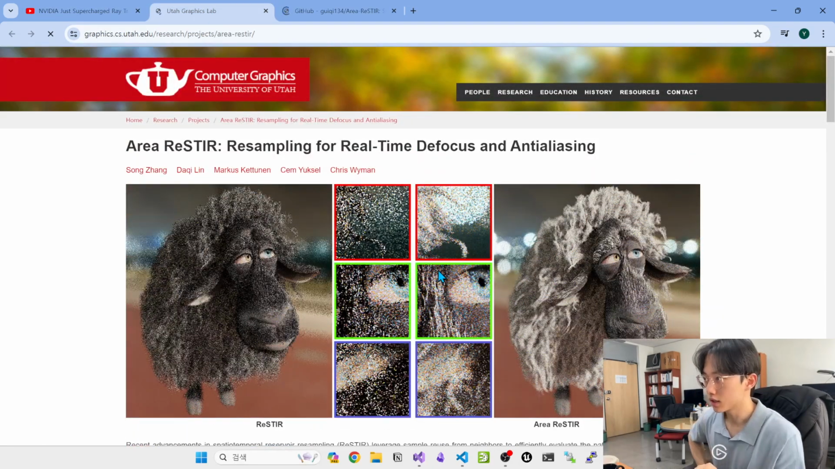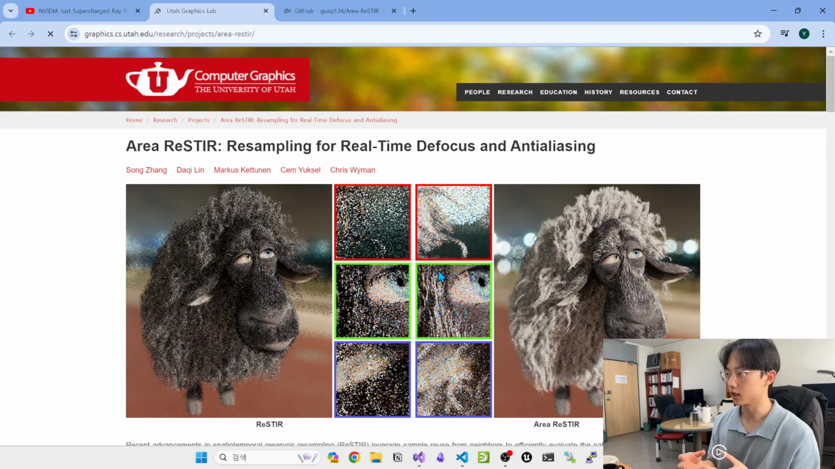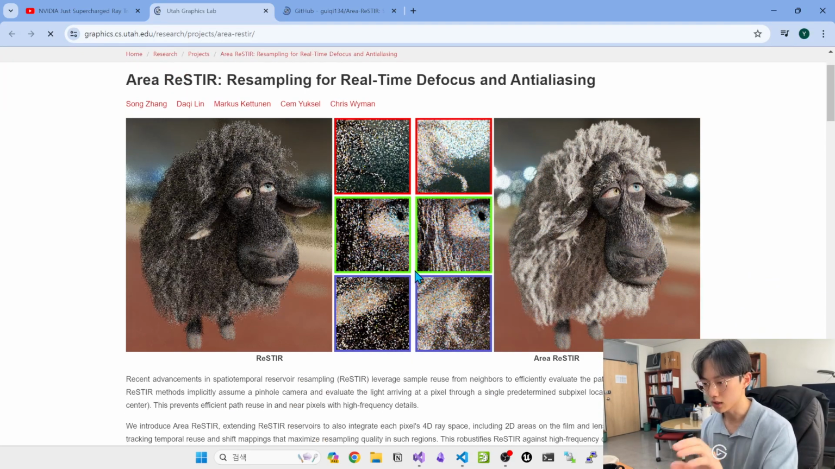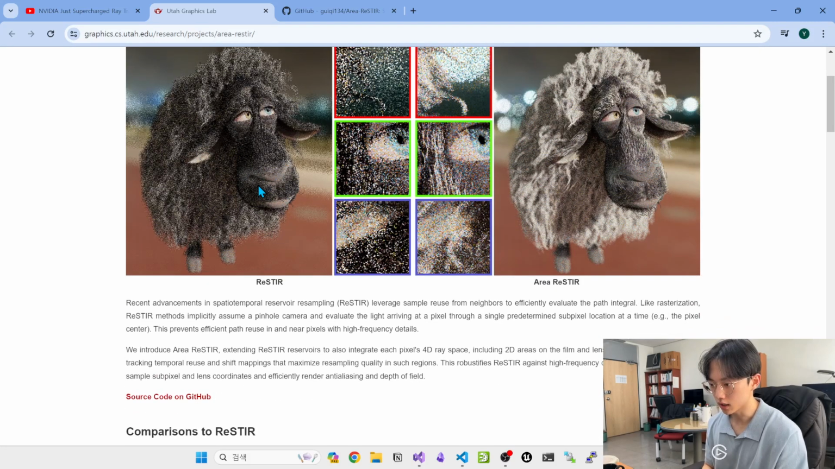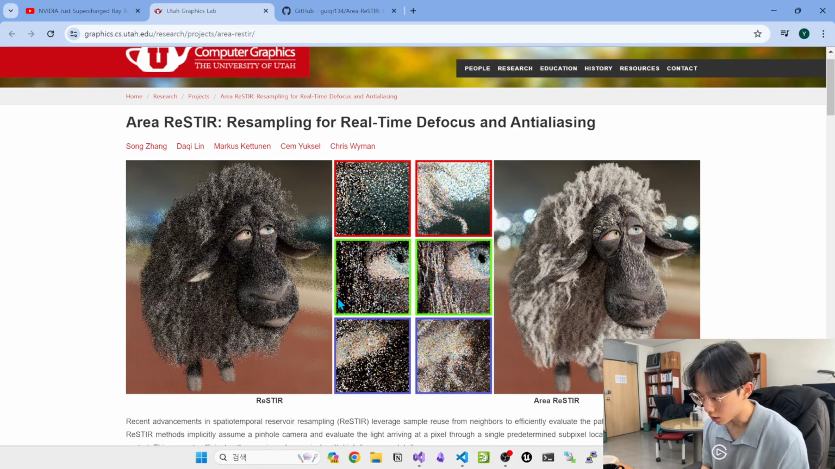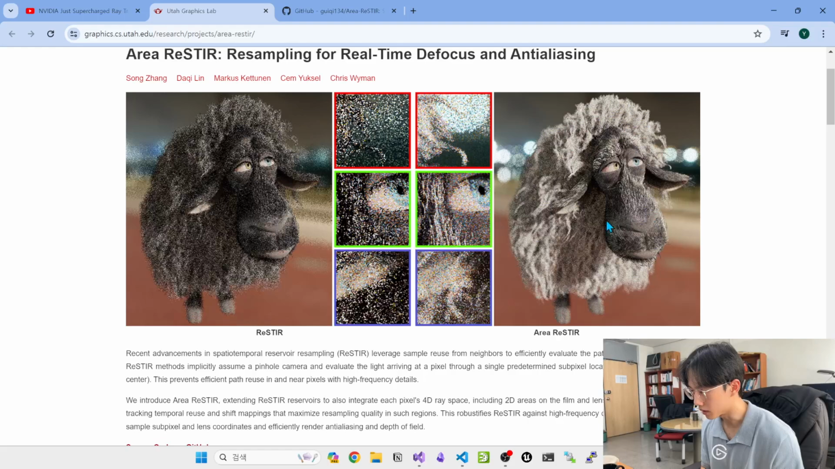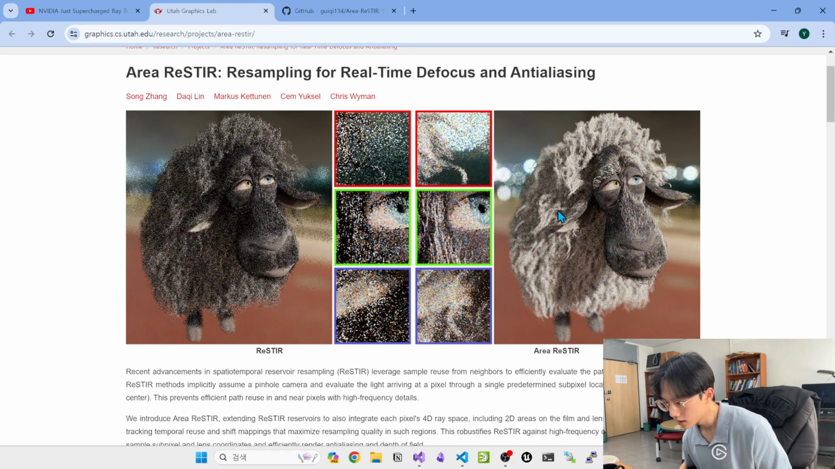So this is the new paper for ReSTIR, to enhance the temporal aliasing and the high-frequency noise in the rendered scene. So this is the previous technique with the common ReSTIR algorithms. But as you can see in the image, there is high-frequency noise and also aliasing. But in the right image with the area ReSTIR, the aliasing is reduced and the frequency noise is also reduced.